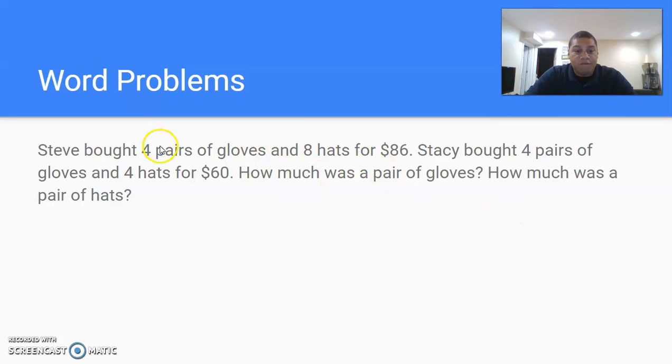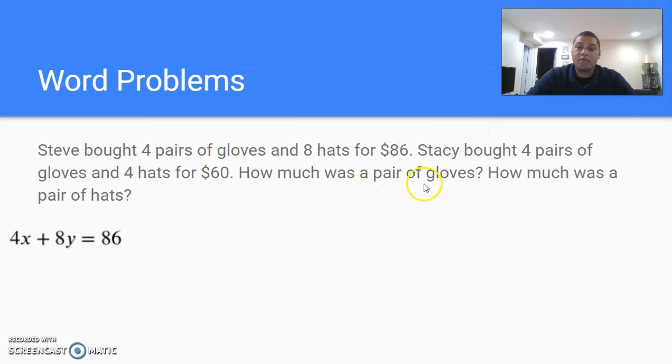Now, he's got 4 pairs of gloves. So gloves is probably going to be our first variable, especially since the question is asking how much a pair of gloves costs. So we'll say x is pairs of gloves. And that means y is going to have to be hats. So he has 4 gloves, 4x, 8 hats, 8y, 4x plus 8y. How much did it cost him? $86. And that becomes your first equation: 4 pairs of gloves, 4x, plus the 8 hats, 8 times the cost of each hat, that's the y, equals $86.